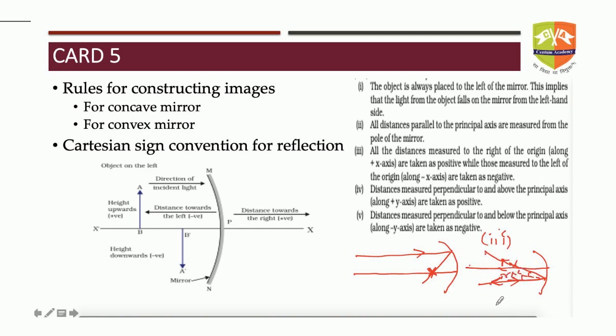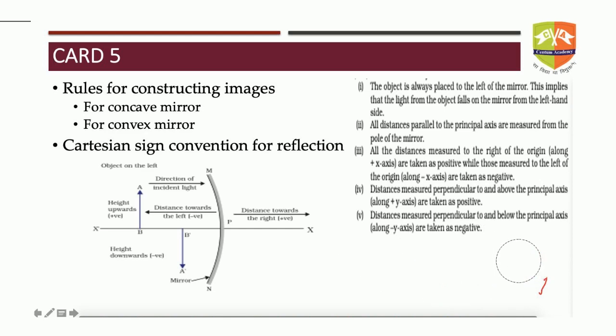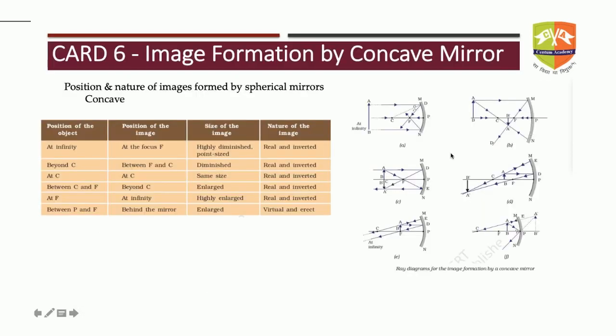So actually, point 3 and the point which I have written on the board is one and the same. And why I discussed this, because in most of the books that you will be studying, what I have told is given and not exactly what you are studying here. Distances measured perpendicular to and above the principal axis. So you know that if this is x-axis, this would be positive y and this would be negative y, and this is just convention.